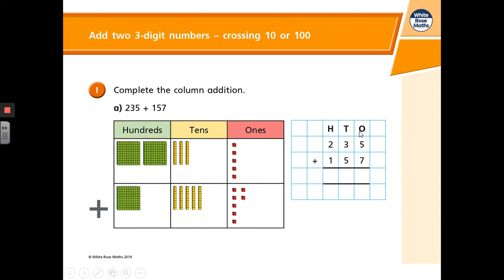So remember, we always start with our ones, so start with the ones, add 5 and 7, what answer do you get, and so on. Remember, if you are carrying, a clear number needs to go in the bottom down here underneath that line, so it's nice and clear that you have carried and exchanged some tens across or some hundreds.